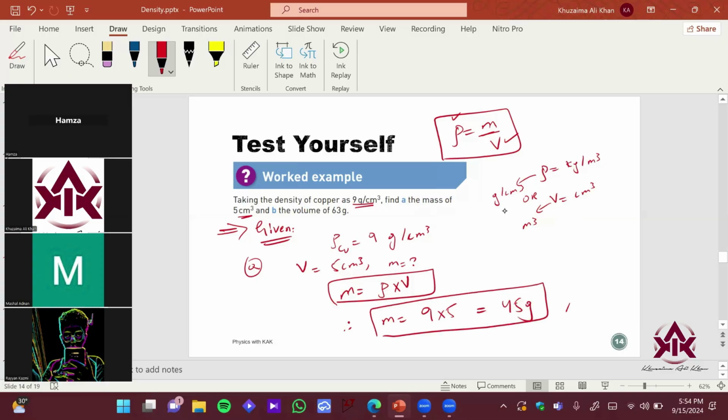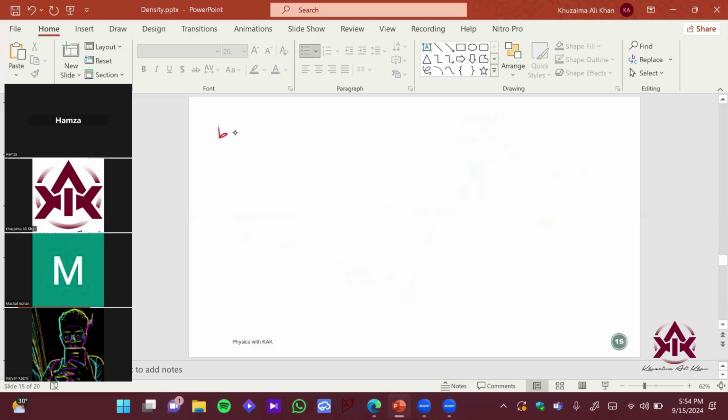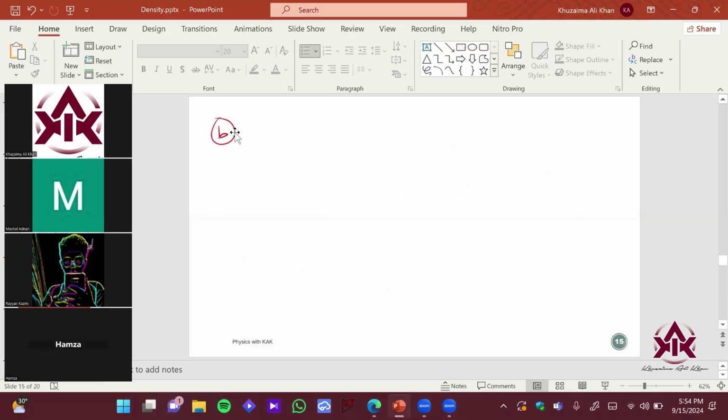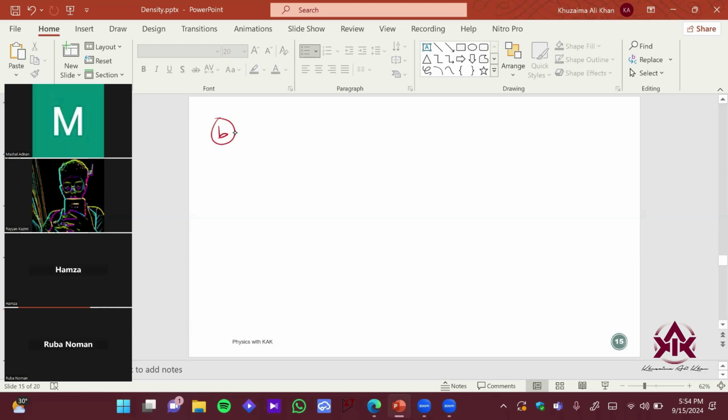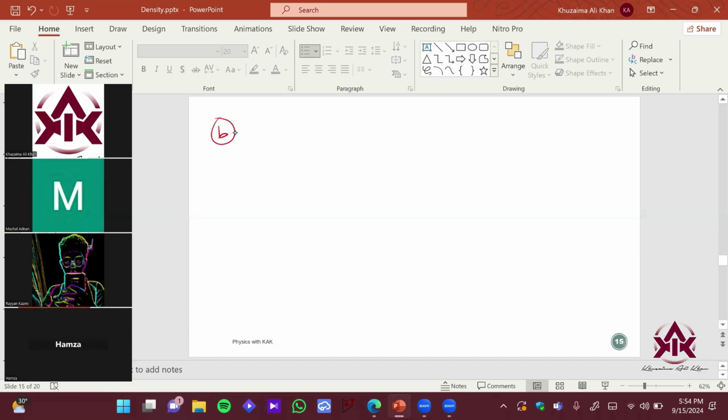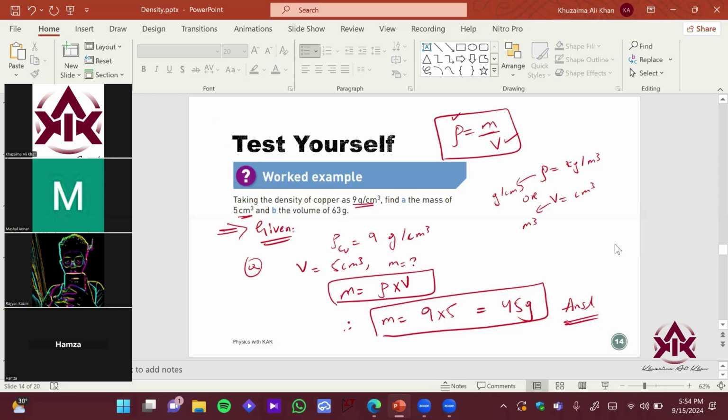Hamza says 72 grams, but the density remains the same for every material. For copper, the density of 9 gram per centimeter cube is given, so it will remain the same for copper. Ruba is correct, only the mass and volume will be varying. The density remains same.